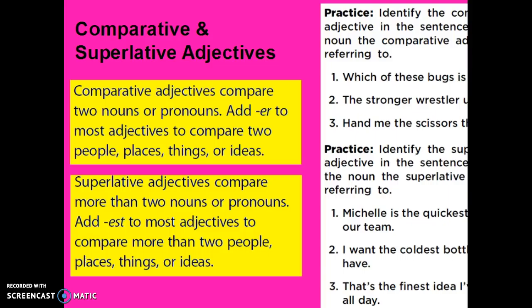Grammar, we are working on comparative and superlative adjectives. So we recently have talked about what an adjective is, and you know that an adjective describes a noun. Well, comparative adjectives compare two nouns or pronouns, and you add ER to most adjectives to compare two people, places, things, or ideas. A superlative adjective compares more than two nouns or pronouns, and we add EST to most adjectives to compare more than two people, places, things, or ideas.